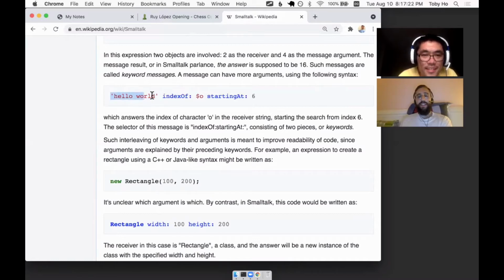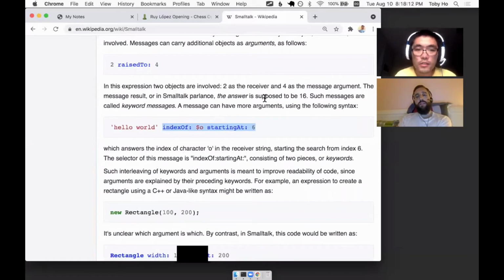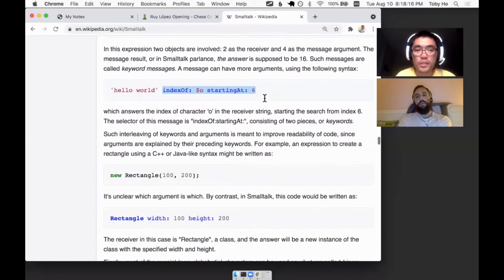Well, this is a string. This is the method of the string that we're invoking. And the method has two parts. It's called index of something, start at something. The method name is not just one continuous string, but a sentence with placeholders inside the sentence. That's what methods are in Smalltalk. Interesting. It's just wildly different from normal. And I think Elm is like that for the present day.